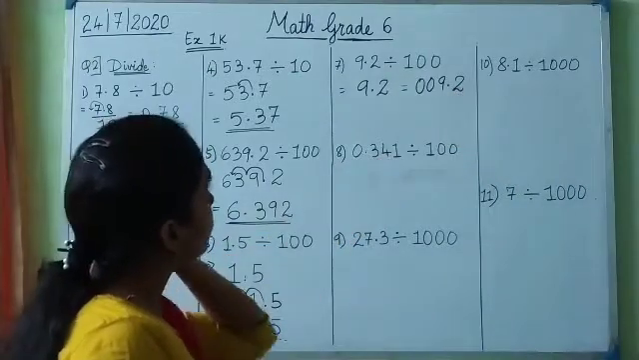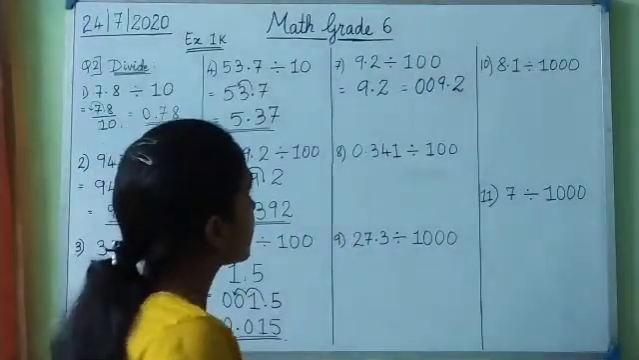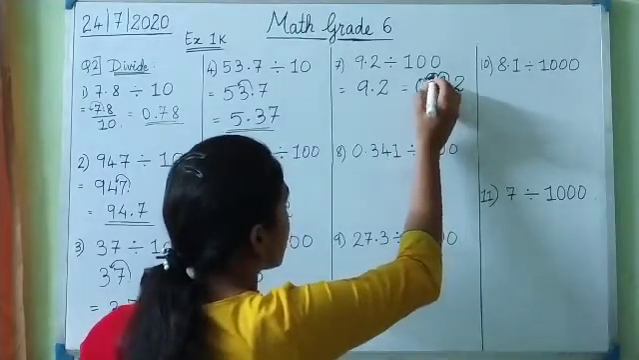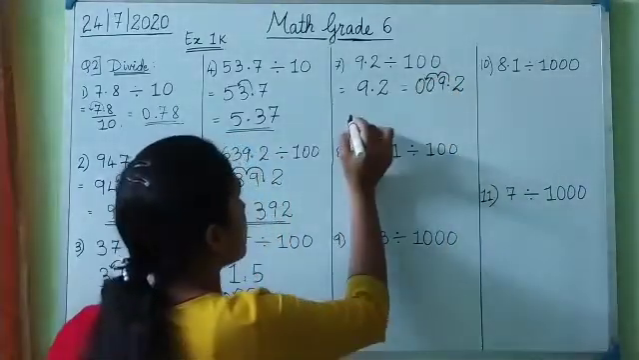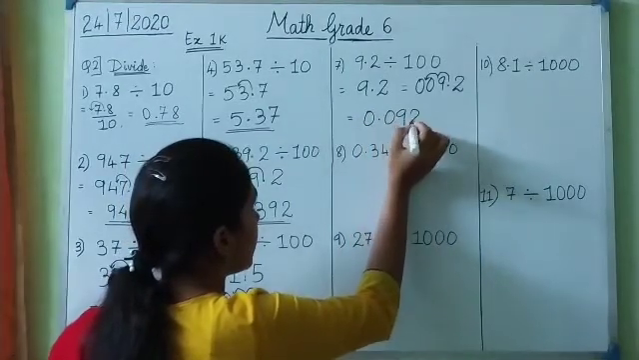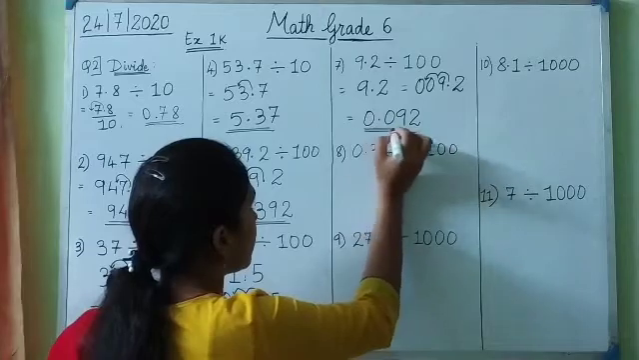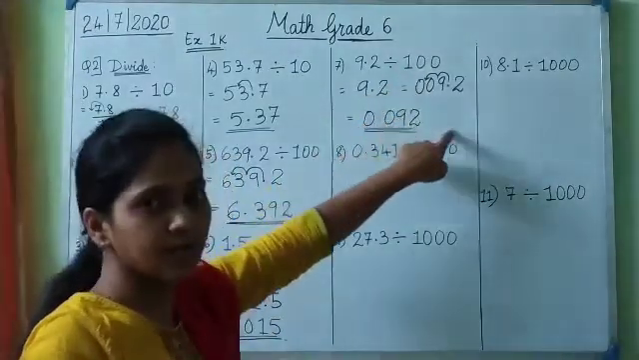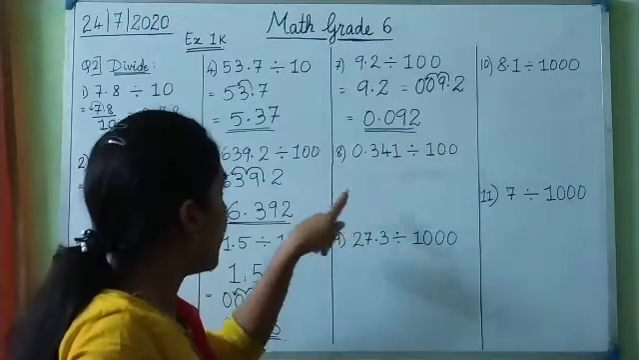Now I have to move the point towards the left by 2 places. So 1 and 2. So the point comes between these two zeros. So the answer is 0.092. The final answer, 9.2 divided by 100, is 0.092. Understood?